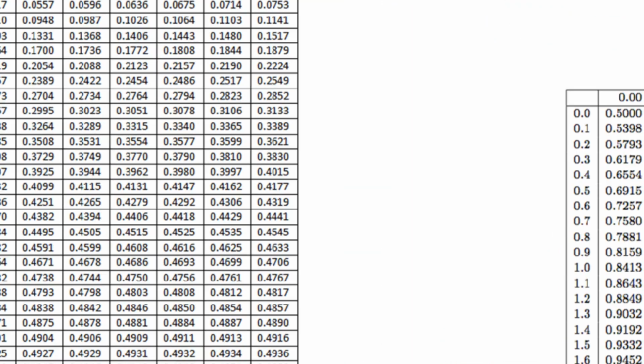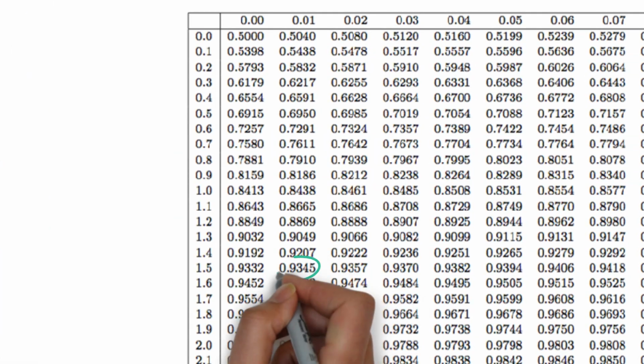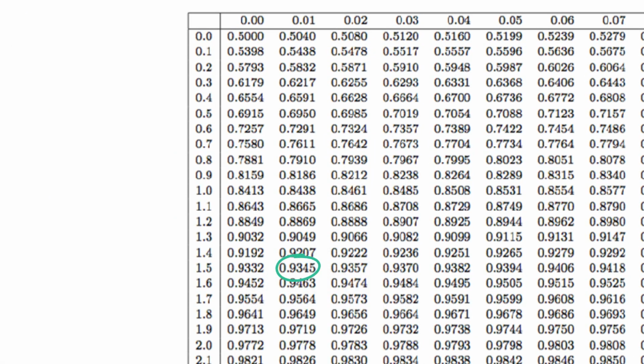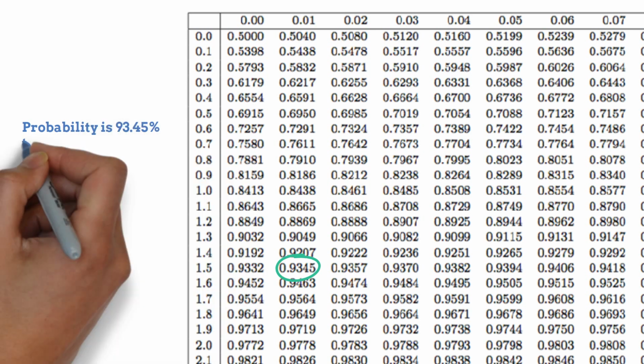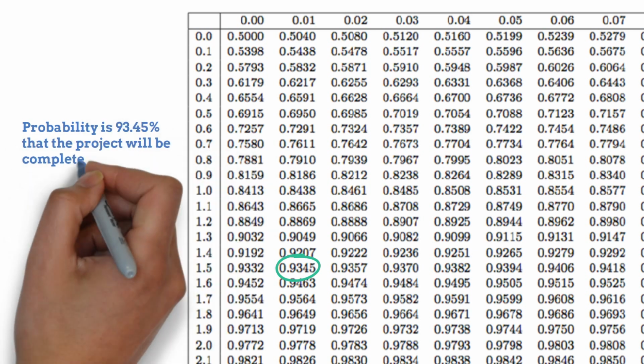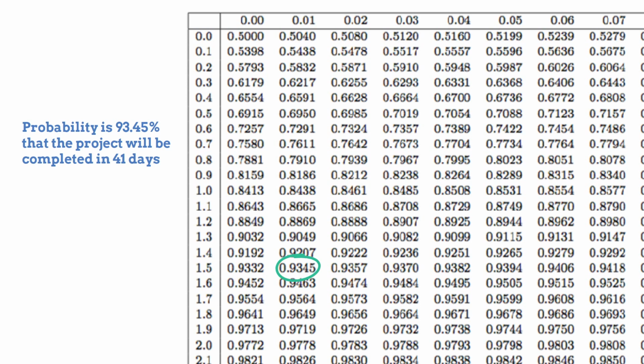In two-tailed table, the tabulated value corresponding to the calculated value 1.51 is 0.9345. So, the probability is 93.45% that the project will be completed in 41 days.